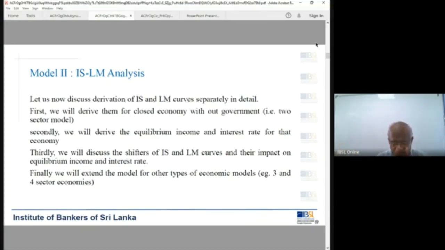Now, the starting point: closed economy without government. We derive the IS curve, LM curve, equilibrium, and policy shocks. Then the second model, closed economy with big government: derive the IS-LM curves, equilibrium income and interest rate. Third model, open economy: IS curve, LM curve, equilibrium interest and income. Right, okay. Simplest model, start.